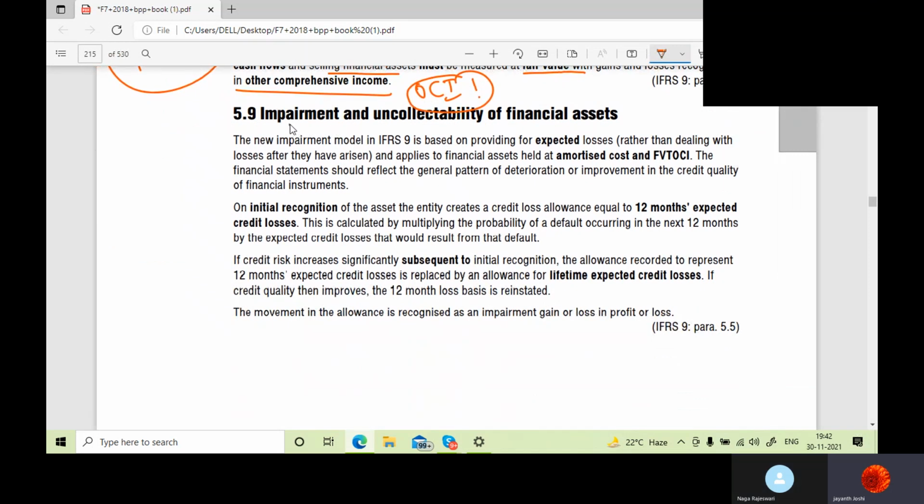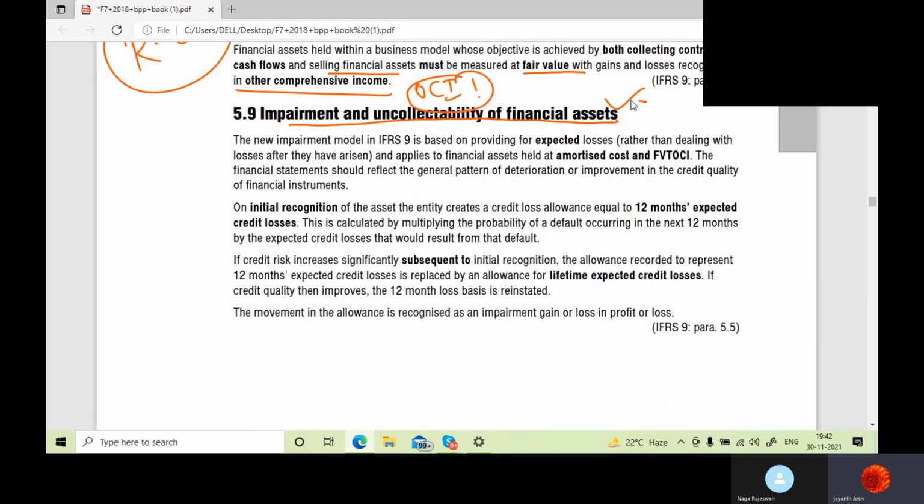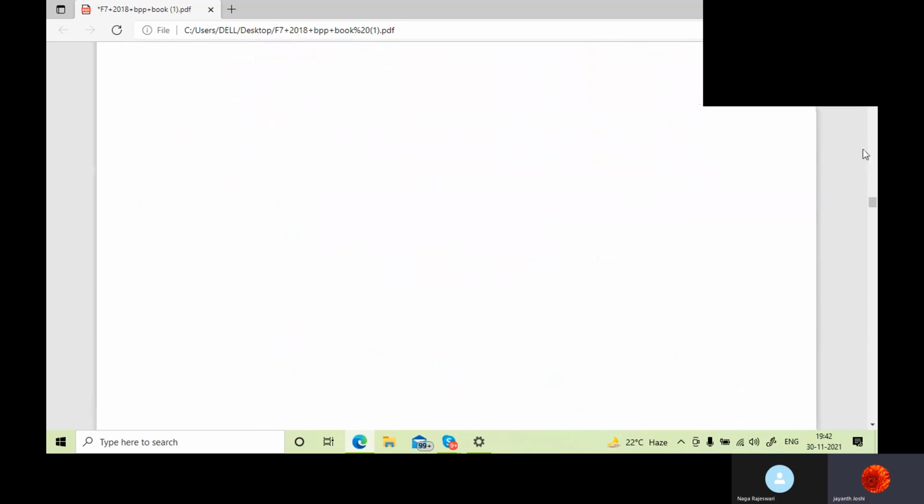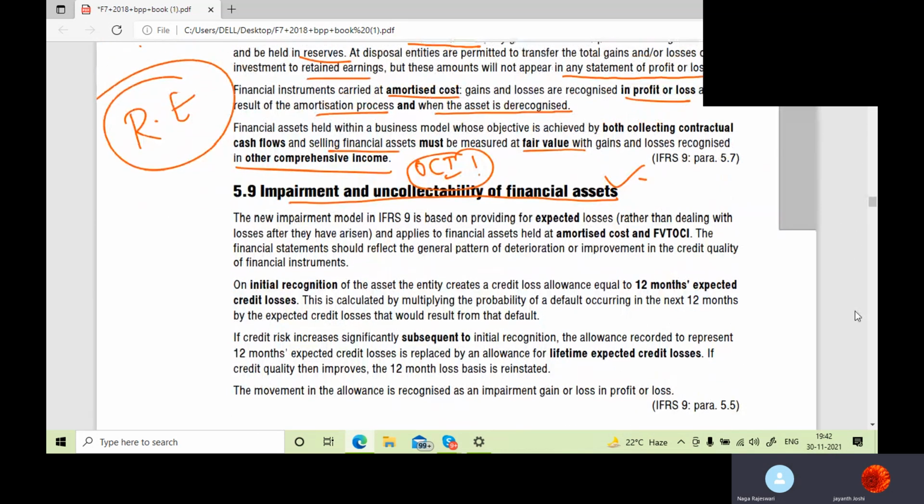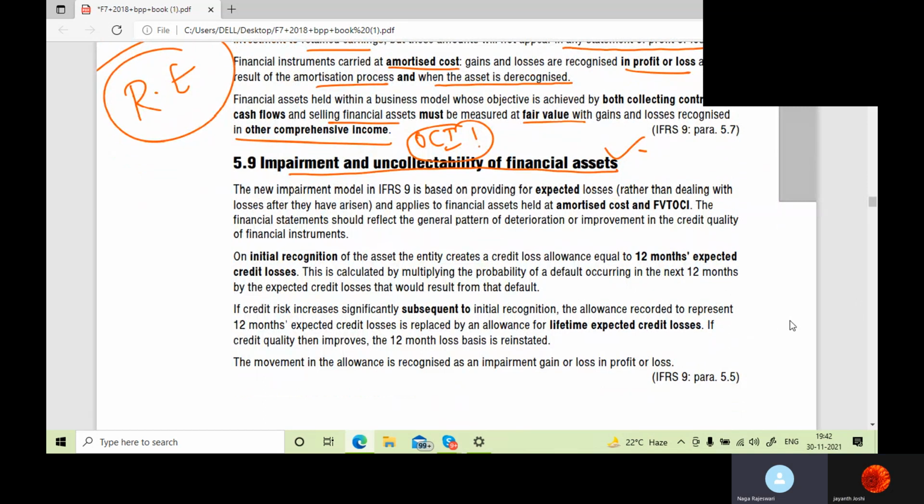Impairment and uncollectibility of financial assets. Impairment should always be shown in the OCI only, no? Impairment loss will show in P&L, no, sir? No, P&L only. Yes, correct. But let us have a proper discussion. This is IFRS 9, not a different standard. The new impairment model in IFRS 9 is based on providing for expected losses.